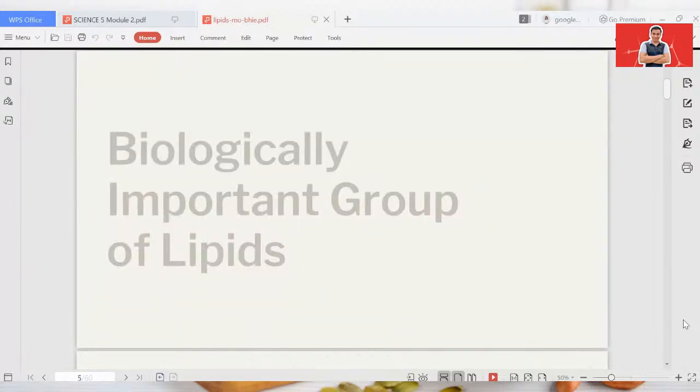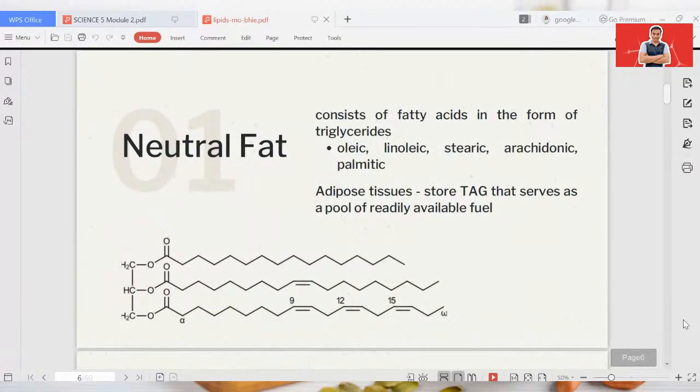So this time we are going to discuss the biologically important groups of lipids. First is neutral fats, or also known as true fats. These are found in the thigh or torso area of the body as padding and insulation to keep our body warm. So it consists of fatty acids in the form of triglycerides such as oleic, linoleic, stearic, arachidonic, and palmitic.